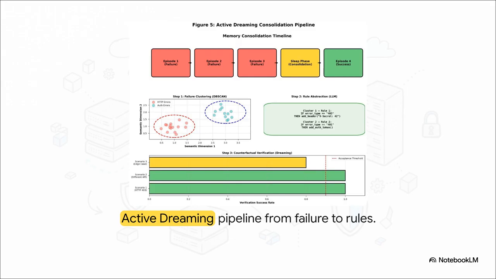The system uses an algorithm called DBSCAN clustering to group raw episodic failures, like maybe repeated authentication or HTTP errors, and then consolidates them into generalized semantic rules during an offline sleep phase. This means your agent learns from its mistakes automatically, extracting the signal from the noise without requiring constant human intervention.